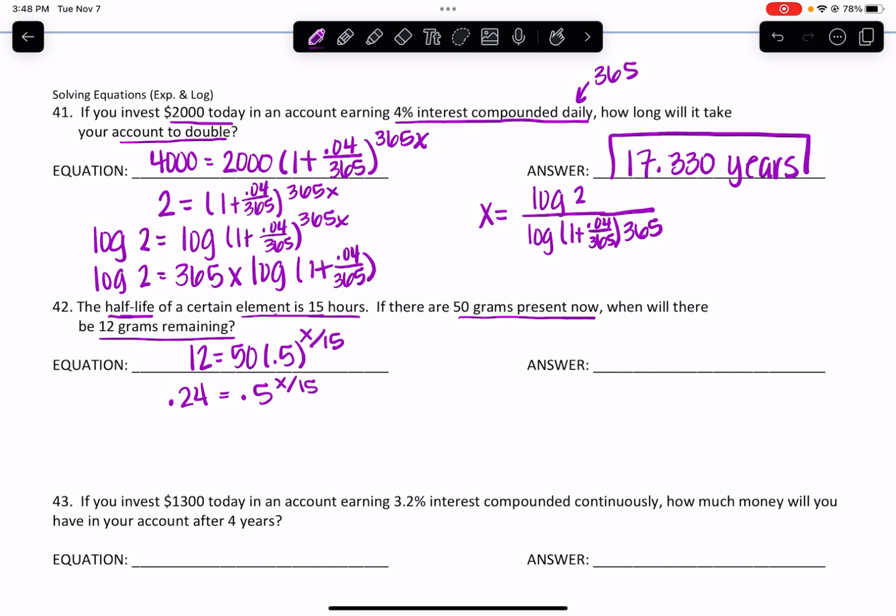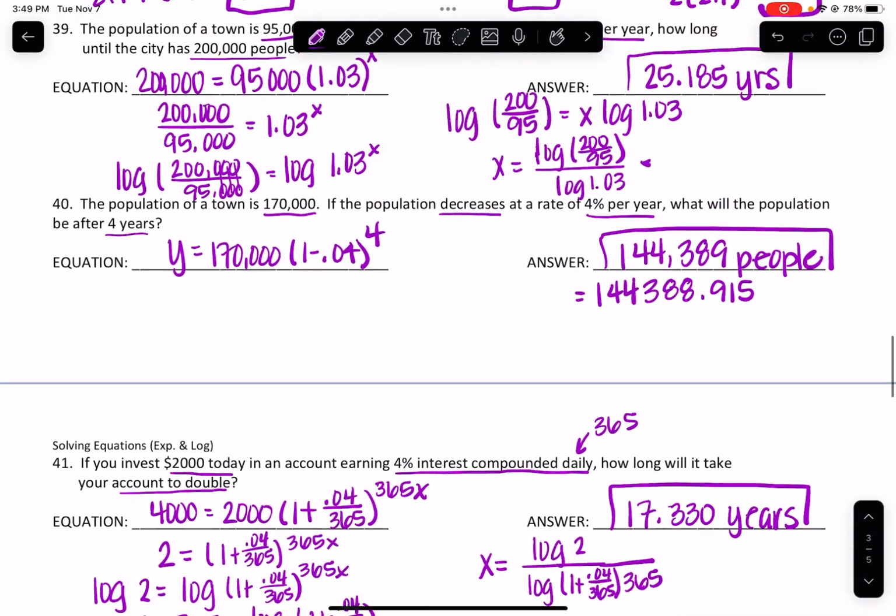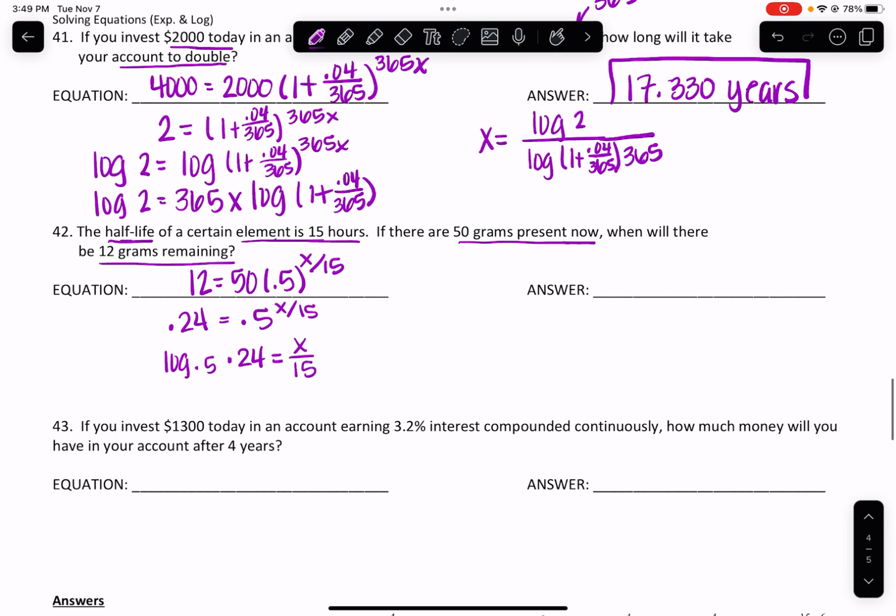I cannot get those exponents equal. And I could just rewrite it as a log base. And since these are not very big decimals and they're not long, that's not that bad. But the other ones, because some of the stuff was longer, it was easier to take the log of both sides. So x is equal to 15 times the log base 0.5 of 0.24. And then I'm just going to go to the calculator.